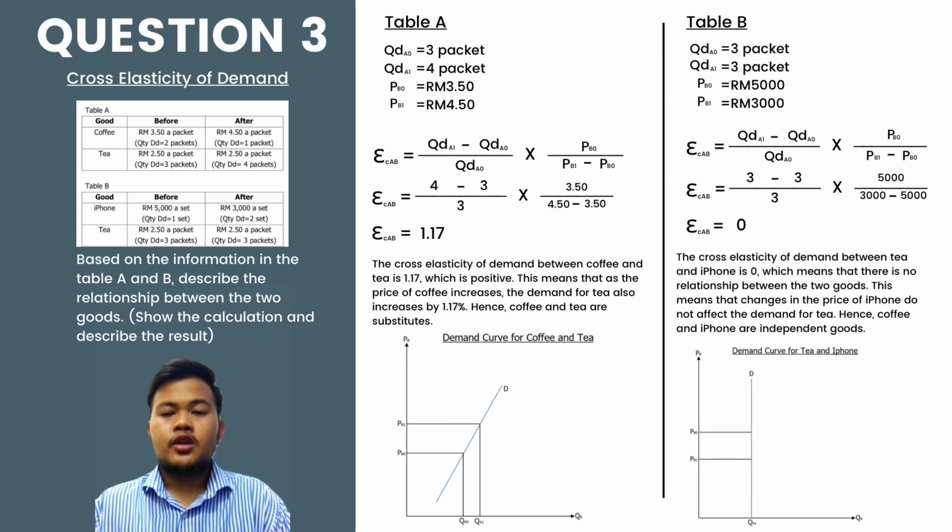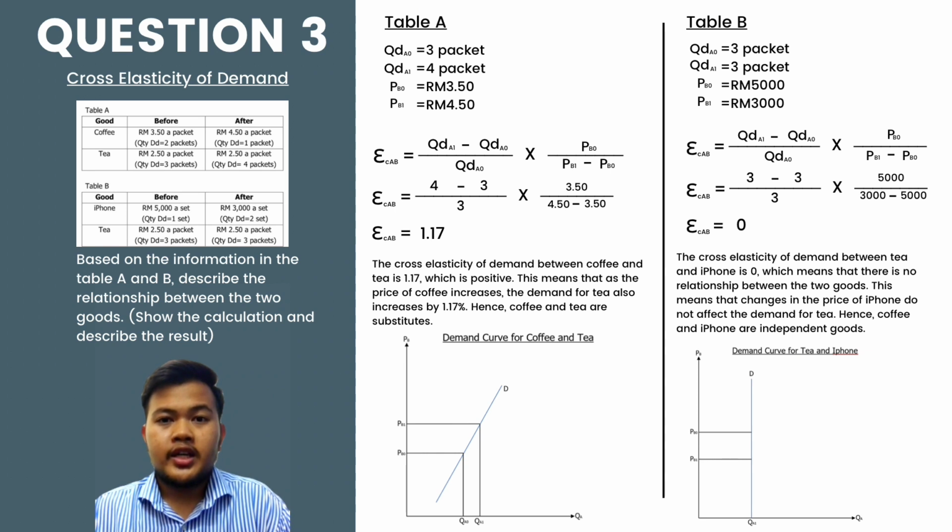For table B, the relationship between iPhone and tea. For iPhone, the price of iPhone decreased from 5,000 ringgit per set to 3,000 ringgit per set, and the quantity demanded for iPhone increased from 1 set to 2 sets. For tea, the price of tea stays constant at 2 ringgit and 50 cent per packet, and the quantity demanded for tea also stays constant at 3 packets.